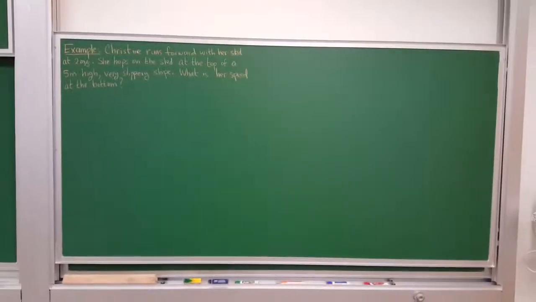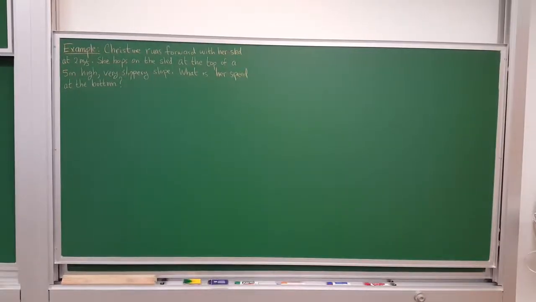Here is an example. We have Christine, who runs forward with her sled at 2 meters per second. She hops on the sled at the top of a 5 meter high, very slippery slope. What is her speed at the bottom? First, notice they say very slippery slope, meaning ignore friction.